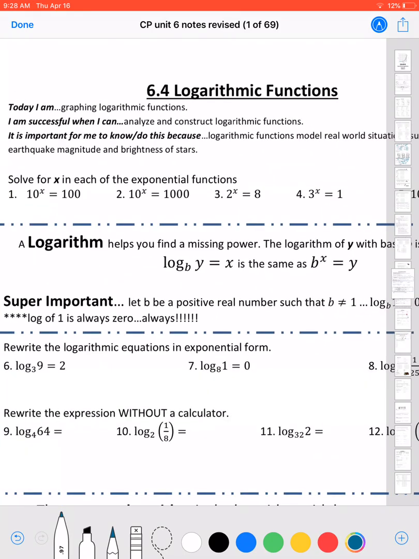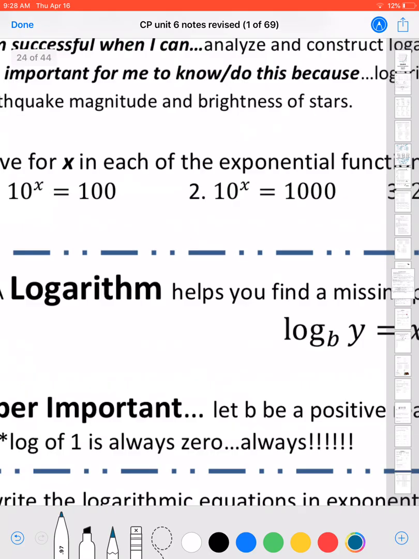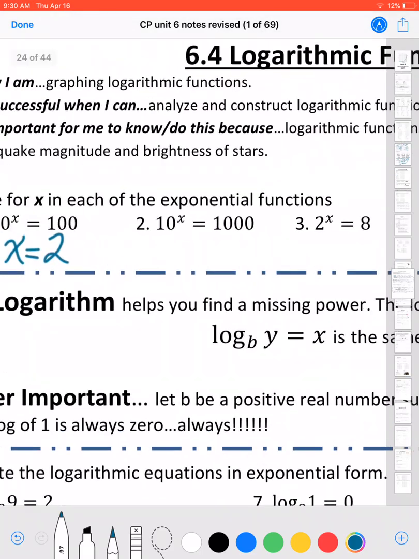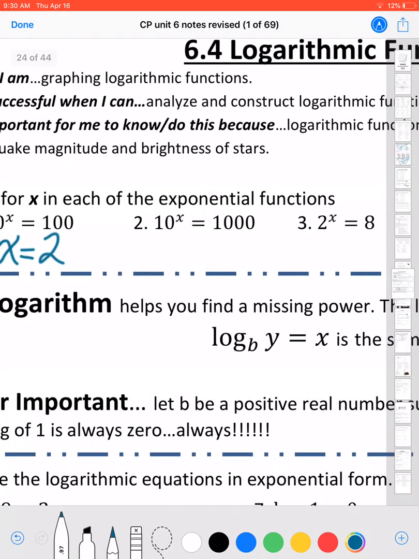For number 1, it says 10 to the x power is equal to 100. Well, hopefully that one is pretty simple. You're like, oh, it's 10 squared, so x here in this case is equal to 2. Similar for numbers 2 and 3. 10 to what power gives you 1,000? You might be like, oh, that has 3 zeros, so x is equal to 3.